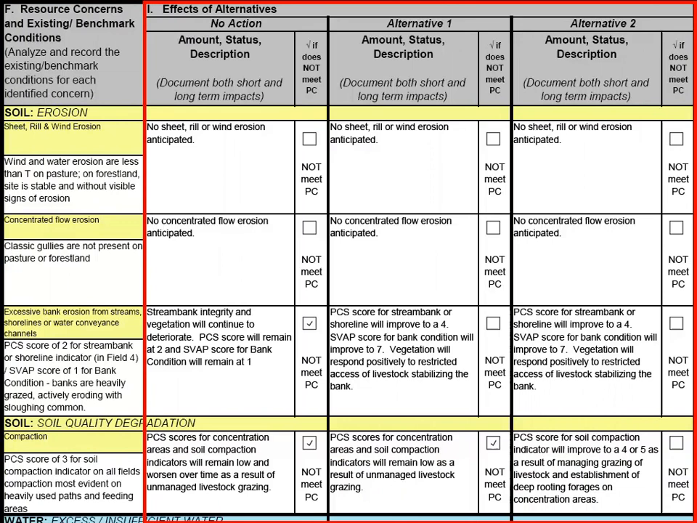After the effects were determined in Section I, Effects of Alternatives, planning criteria was consulted to see if the alternatives meet or do not meet the planning criteria threshold for a resource concern. A check was placed in the Not Meet PC box to identify the resource concerns that do not meet planning criteria.